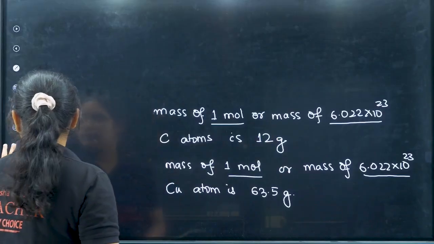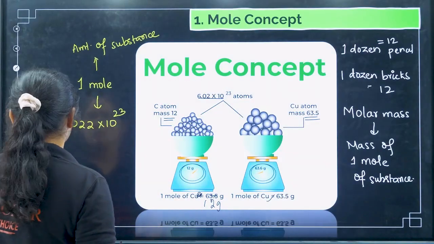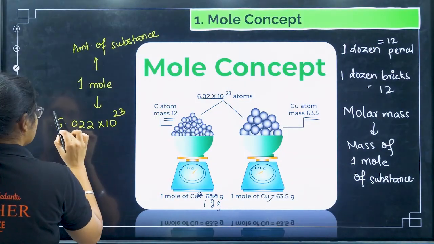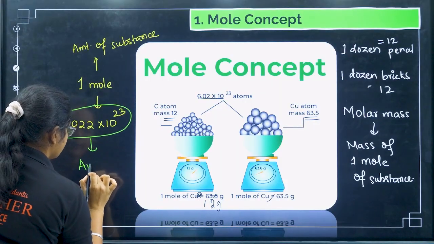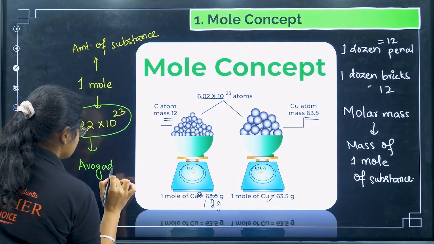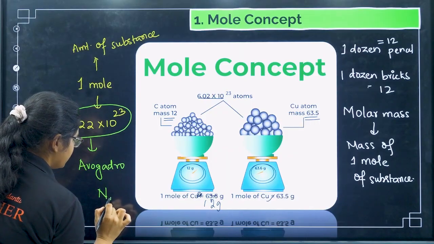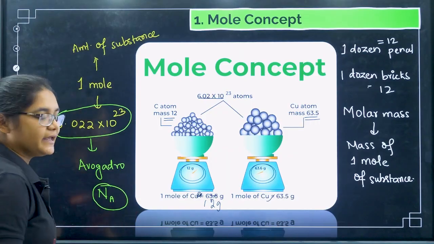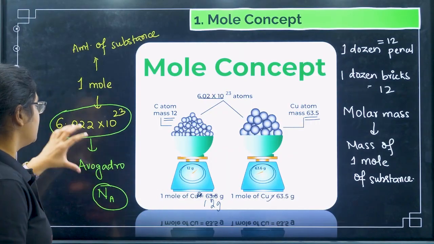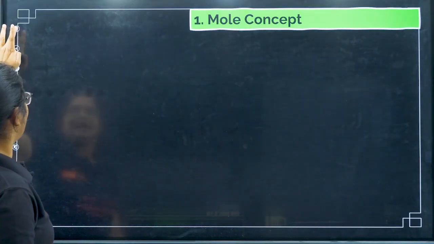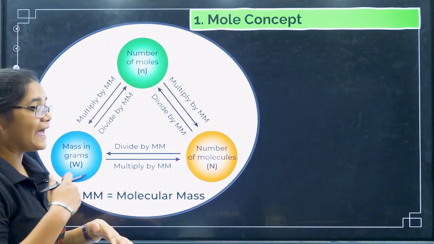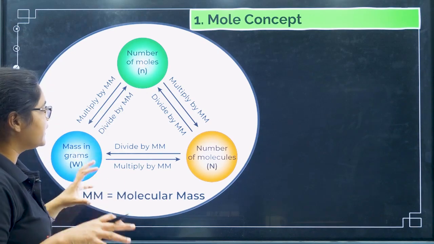Now, if this is clear, one more thing I want to mention, the speciality about this particular number. This is called your Avogadro number, and it is represented with N and a subscript A. Avogadro number means this value. Fine. Now, we have something called conversion, so you can convert.